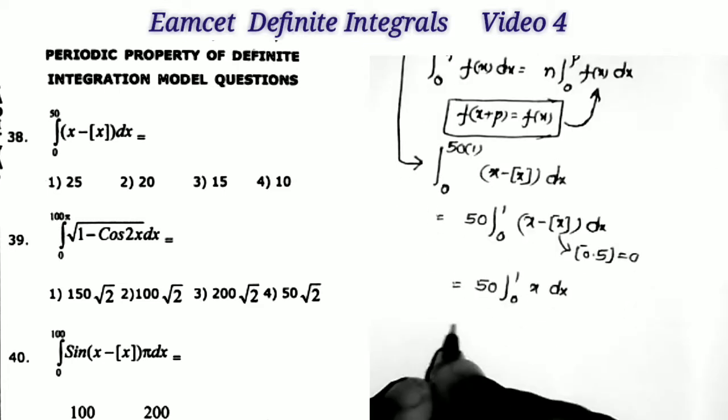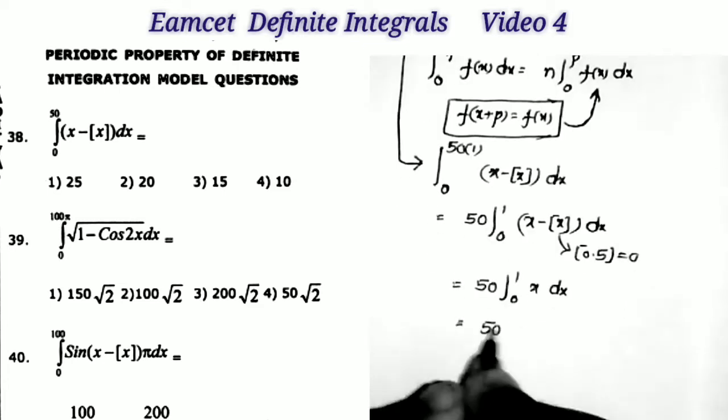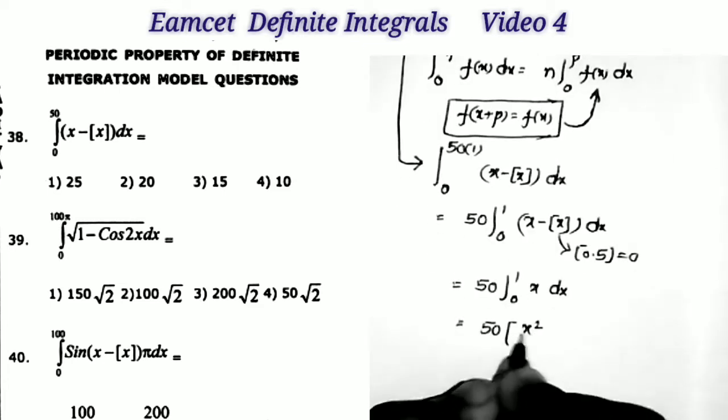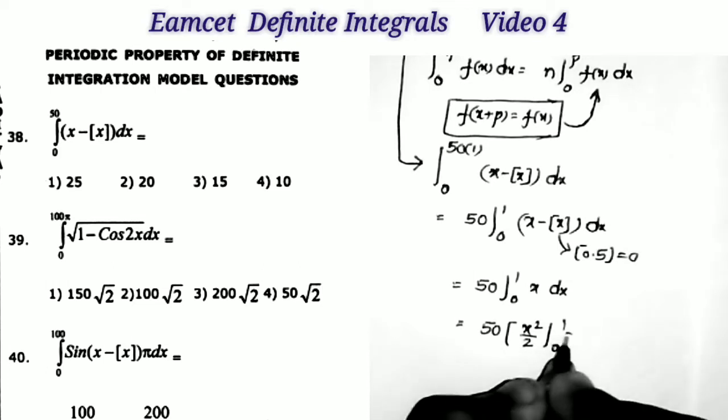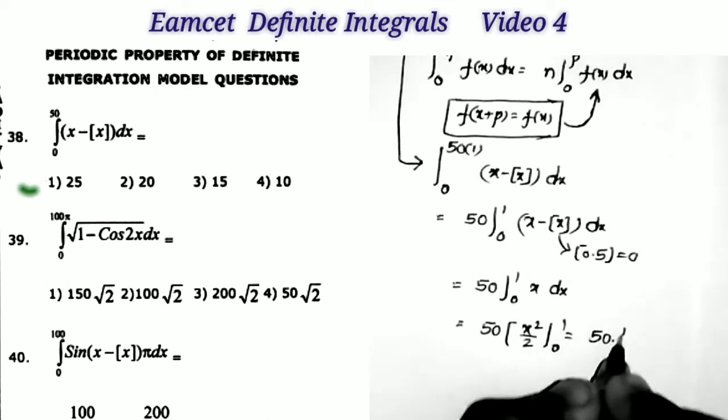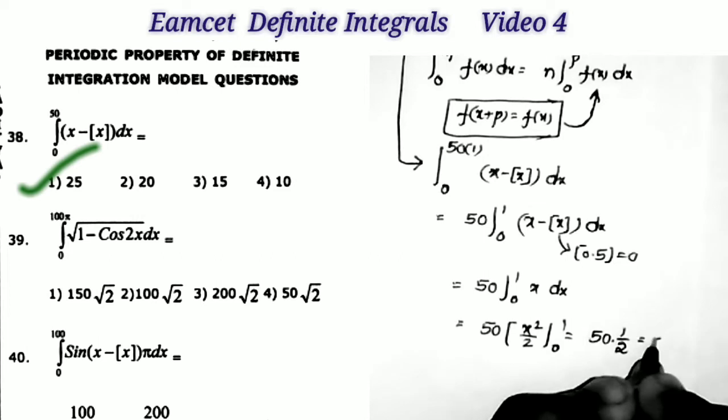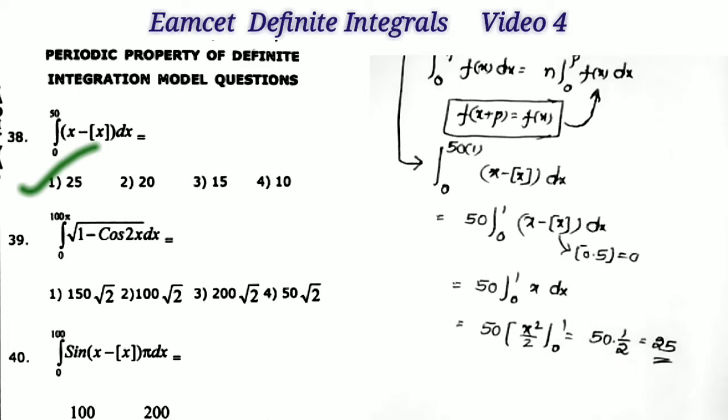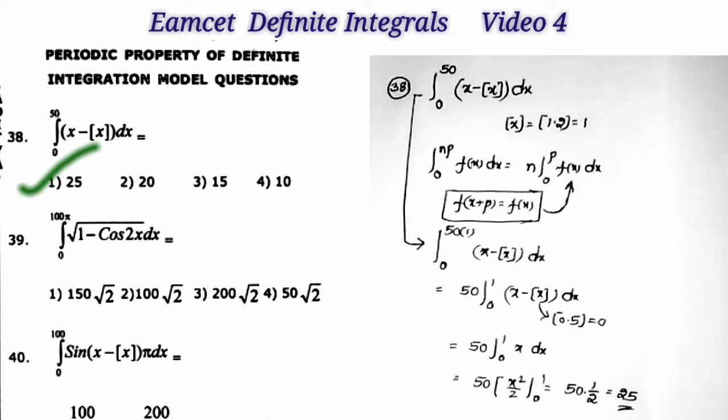Now taking the integration and replacing the limit values. What is the integration of x? x square by 2. Now replacing the limit values, this is 50 into 1 by 2 minus 0, that is 50 into 1 by 2. So the answer is equal to 25, and that is the first option.